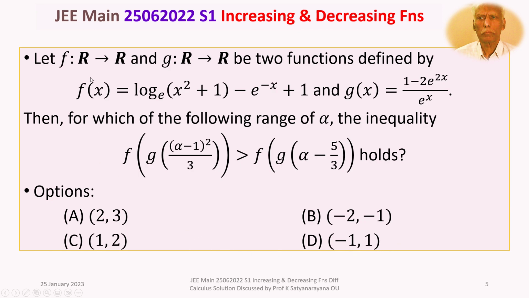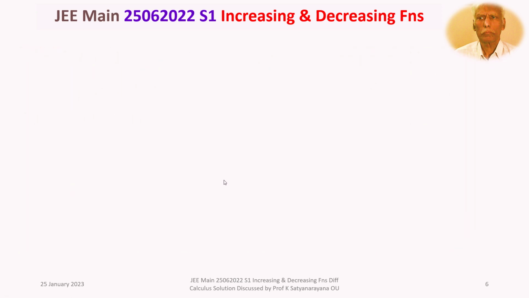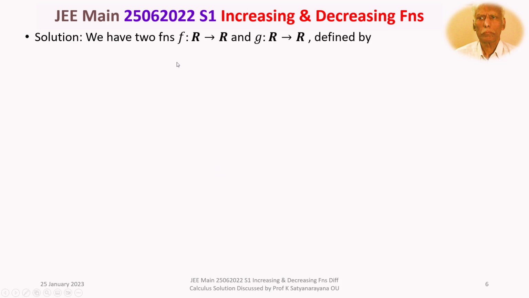We are given two functions f and g, which are real valued functions defined on the set of real numbers, and these functions are defined like this. We have to find the range of alpha for which this inequality holds good from the given four options. We will now discuss the solution of the problem in detail. We have two functions f and g, defined like this, f of x like this, g of x like this.